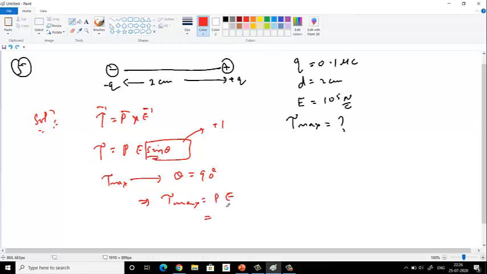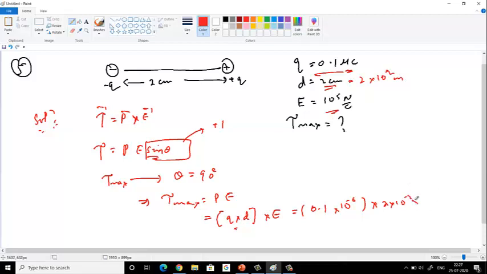So torque maximum became P into E. So what is dipole? Charge into distance. So charge into distance, that is dipole moment, into E. So what is the value of Q? The value of Q is 0.1 micro. Micro means 10 power minus 6. So 0.1 microcoulombs into distance, which is 2 centimeters. Convert this to meters: 2 into 10 power minus 2 meters.